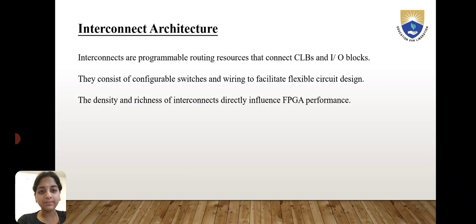Interconnect architecture. Interconnects are programmable routing resources that connect CLBs and IO blocks. They consist of configurable switches and wiring to facilitate flexible circuit design. The density and richness of interconnects directly influence FPGA performance.